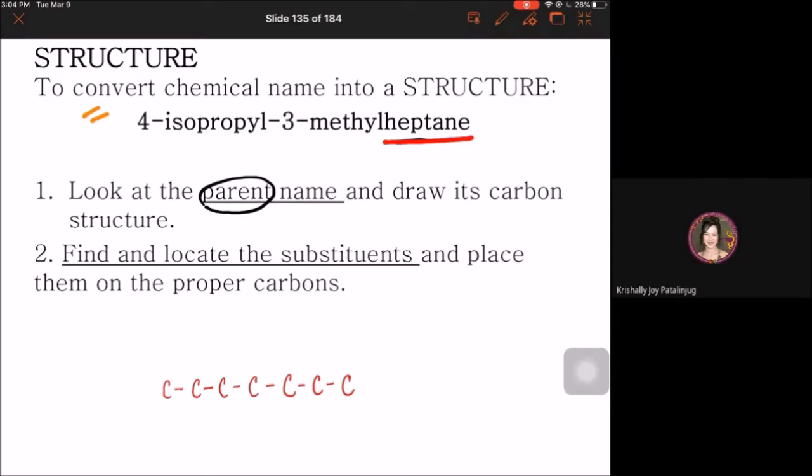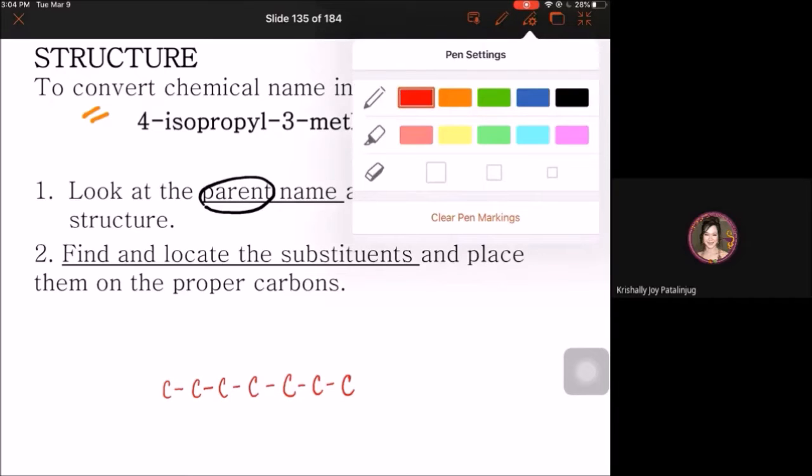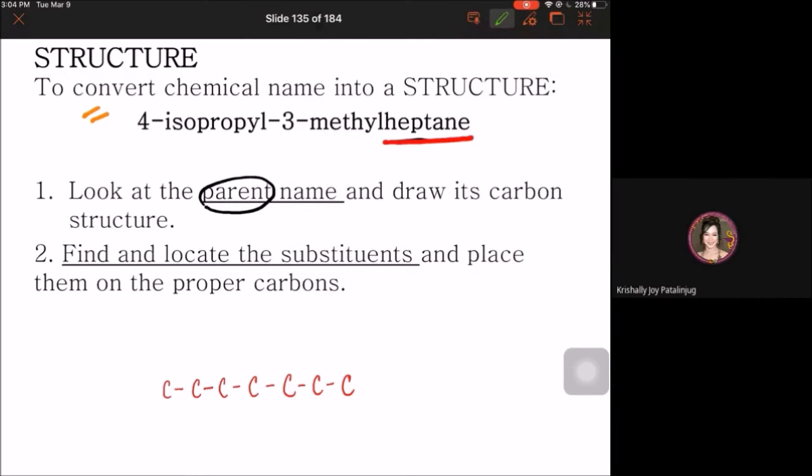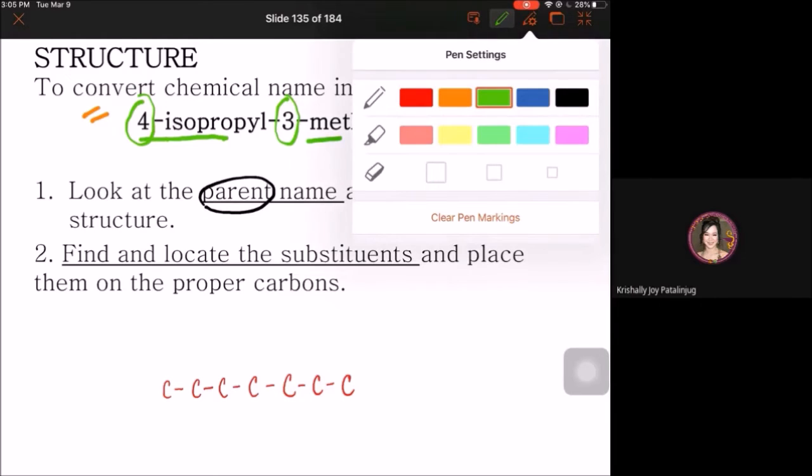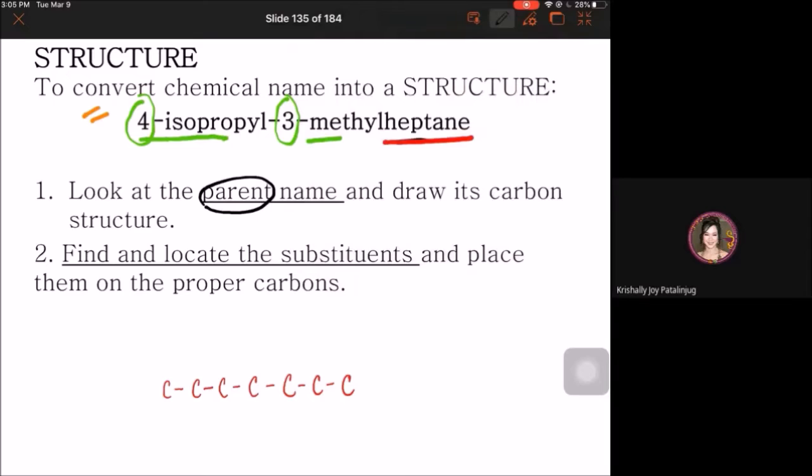Second, find and locate the substituents. Okay? And place them on the proper carbons. Okay? Obvious naman sa pangalan kung asaan yung mga substituent. Yung substituent na isopropyl makikita sa carbon 4. Yung methyl naman makikita sa carbon 3. So, it is your decision already. Which do you want? Is your carbon 1 here? Pwedeng ito yung carbon 1 mo. Pwede din ito.